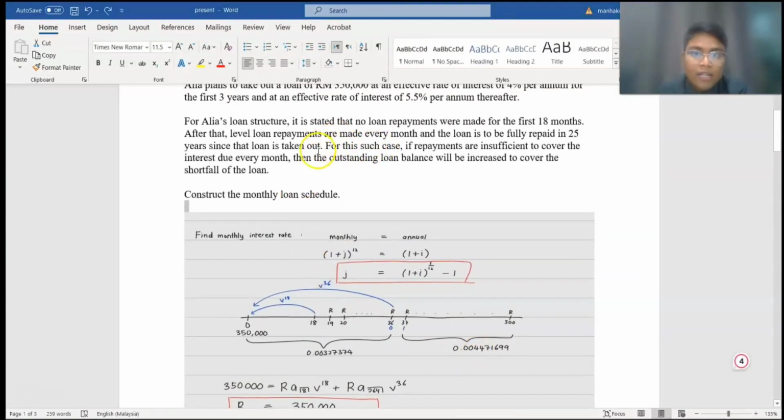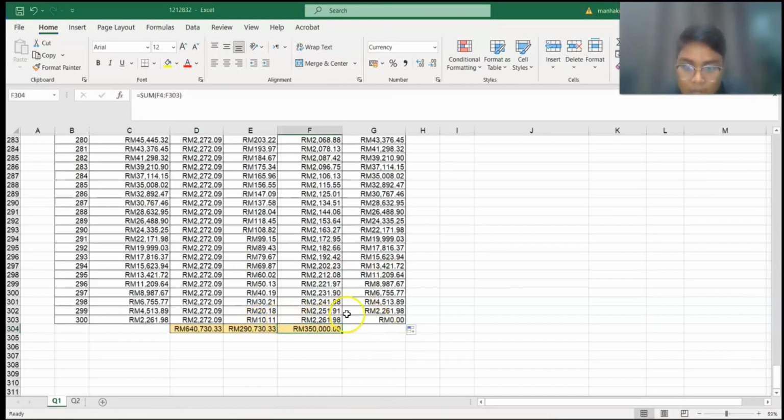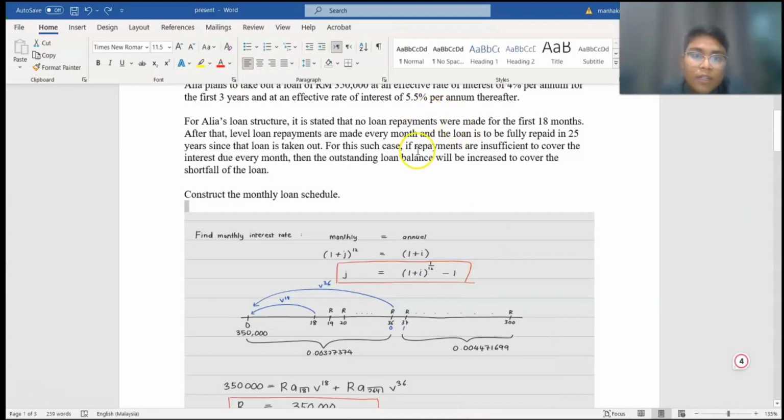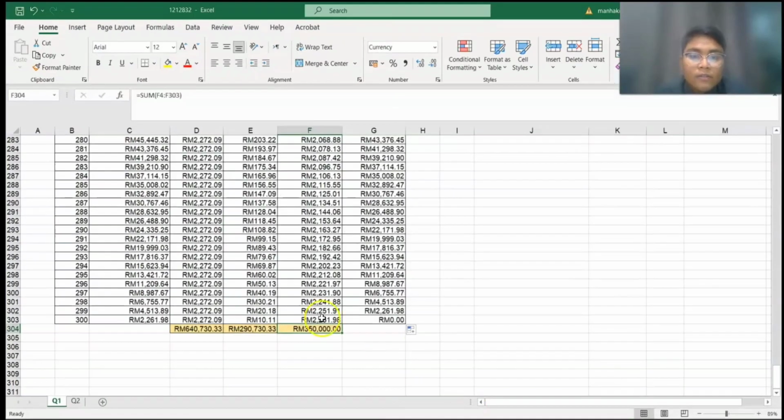The question asked, for such a case, if repayments are insufficient to cover the interest due every month. We can see here from the table that Alia's payment, if repayment is insufficient, but this indicates that the repayment is sufficient to cover the interest.